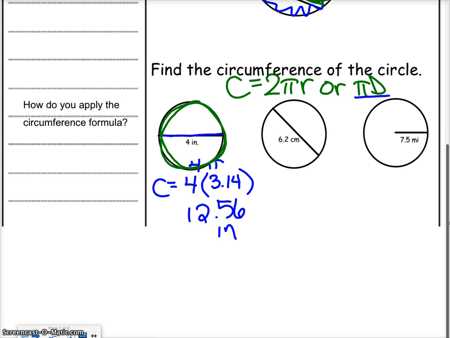Okay, the next one, I'm given diameter again. I'm given the whole diameter, so I'm going to use the one with diameter. So 6.2 times pi, which is 6.2 times 3.14, which is 19.5, rounded, in centimeters.